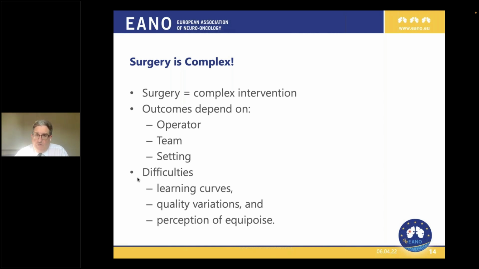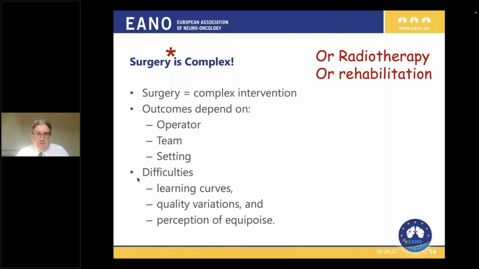Now, throughout the rest of my talk, I'm going to use the term surgery, but as a complex intervention. But I should highlight that you could change that word and put radiotherapy or rehabilitation. And I'm going to show examples of both throughout my talk as well.